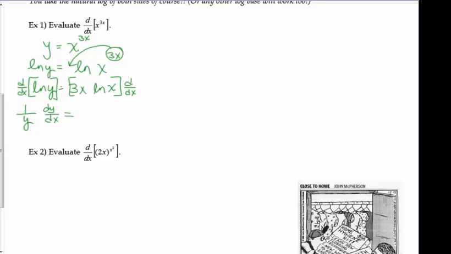Then on the right-hand side, I have a product rule. I have the first times the derivative of the second. The derivative of ln x is 1 over x. Plus the second times the derivative of the first. So if I solve for dy dx, it equals y times, well, 3x times 1 over x is just 3, plus 3 ln x. And there's my derivative. Except here's the thing.